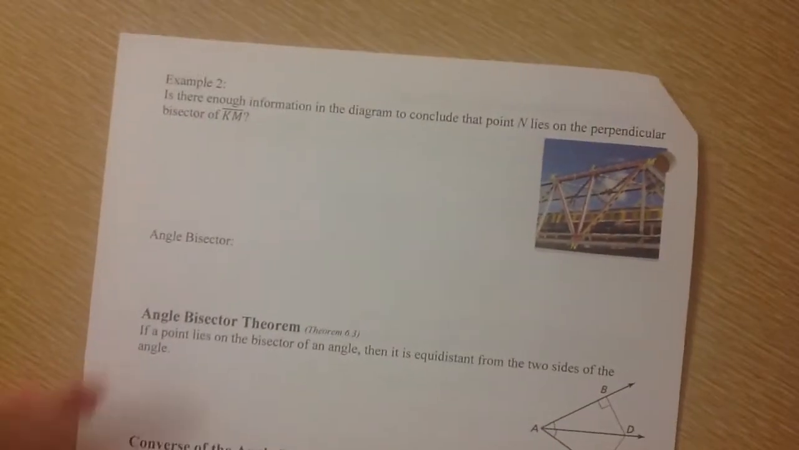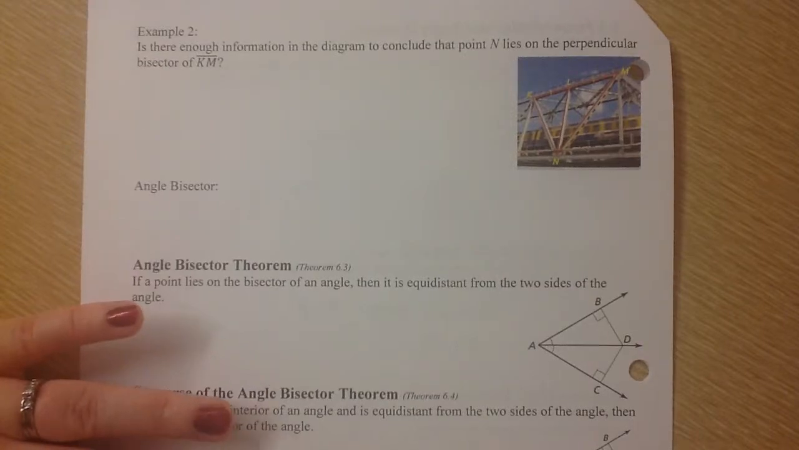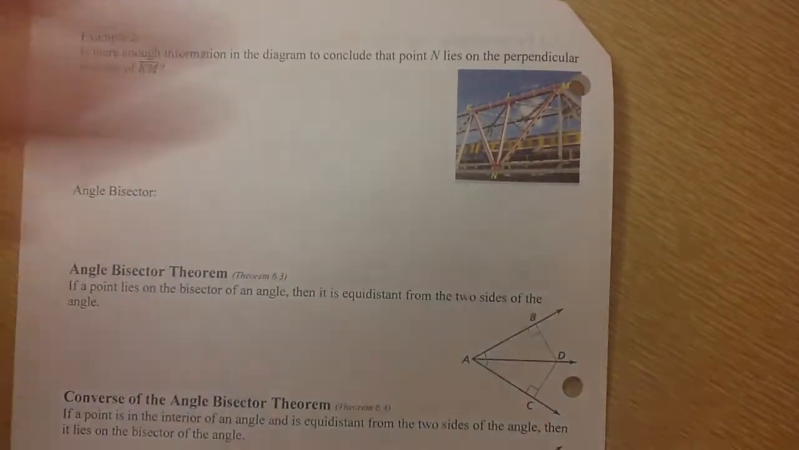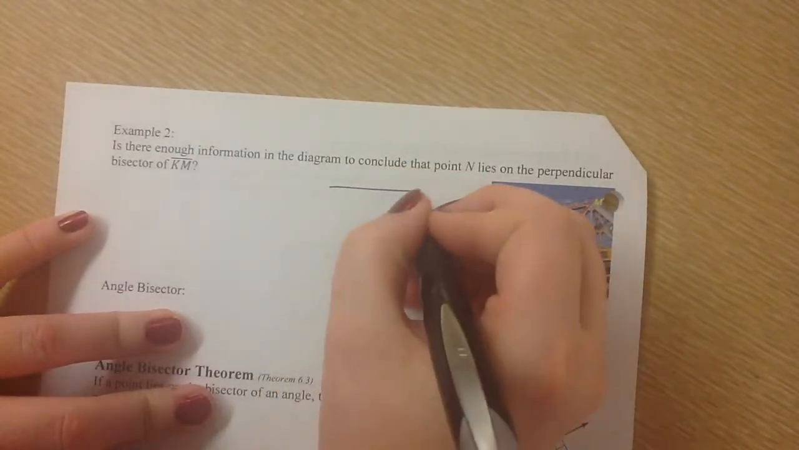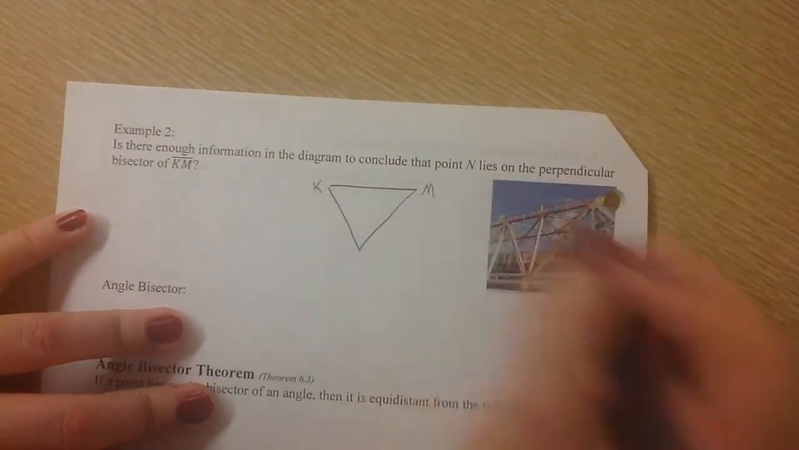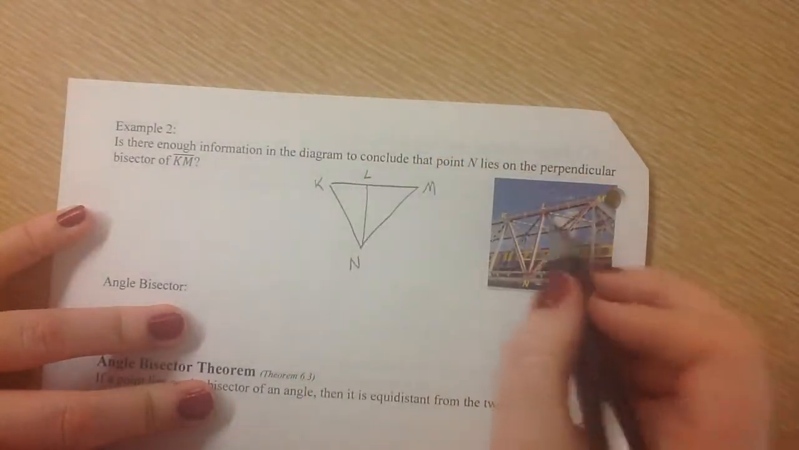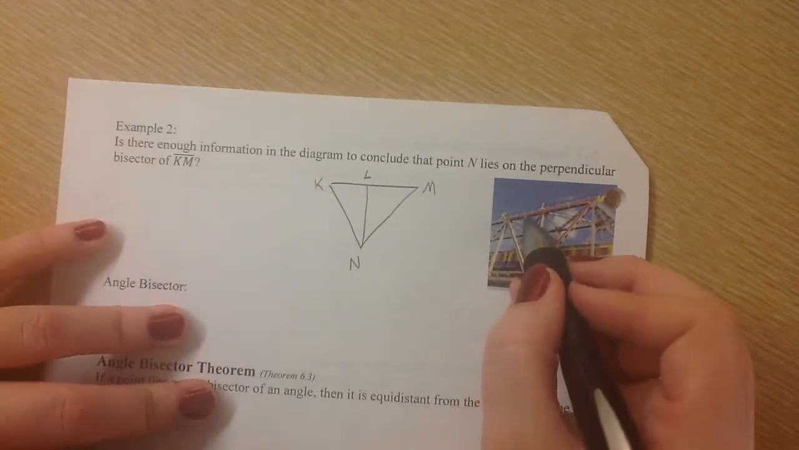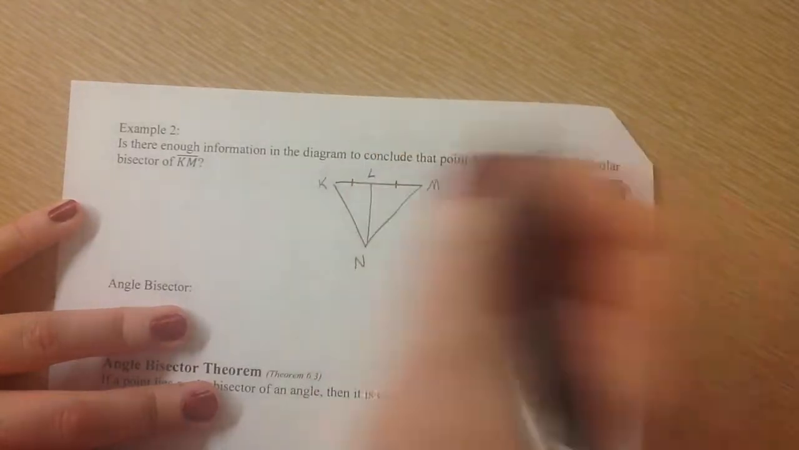All right, example 2. Is there enough information in the diagram to conclude that the point N lies on the perpendicular bisector of KM? So we're trying to figure out, does it lie on the perpendicular bisector? So we're looking for perpendicular bisector. So what I'm going to do is I'm going to draw a sketch of what's happening outside of the picture. So here's K, M, and N, and then we have L coming down the middle here. There's L. They tell me that if you notice there's one notch here, K to L is the same as L to M.